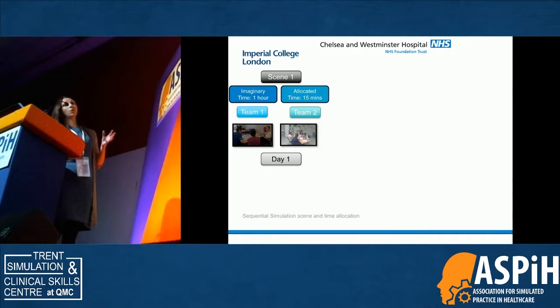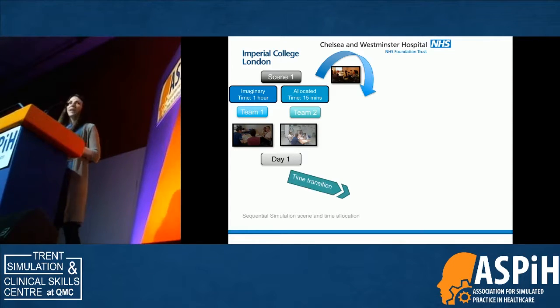So this is scene one, scenario one. These are both teams split up, and they're in different rooms with the same patient notes, looking at what's going on. The patient's just been admitted, and they're making a care plan there. And then we had a bit of a pre-brief before we went into the scenarios, and we also emphasised that time transition. So now we're going into day two. It's really important with sequential simulation that everyone's clear about where you are in the pathway. That's often where the complexity comes about.